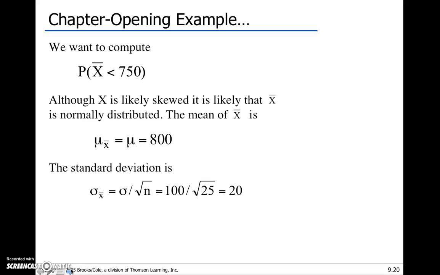We want to compute the probability that x bar is less than 750. Although x is likely skewed, it is likely that x bar is normally distributed. The mean of x bar, mu of x bar, is equal to mu, the population mean, which is 800. The standard deviation is given by sigma of x bar is equal to sigma over the square root of n. n is 25, 100 divided by 25, 5 into 100 goes 20 times, so that is 20. Sigma of x bar is 20.